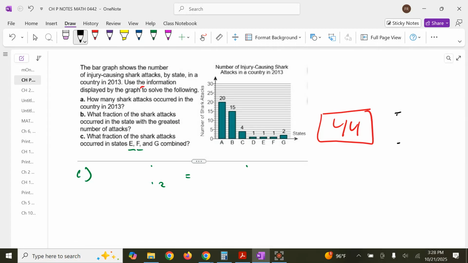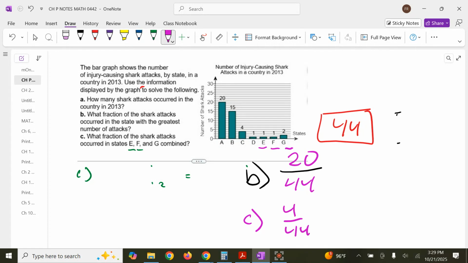Now, let's do part B. What fraction of the shark attacks occurred in the state with the greatest numbers? So, out of the 44, out of the 44, we had 20, right? Okay, and then in part C, it says what fraction of the shark attacks occurred in E, F, and G combined? E, F, and G, that would be 4 out of the 44.